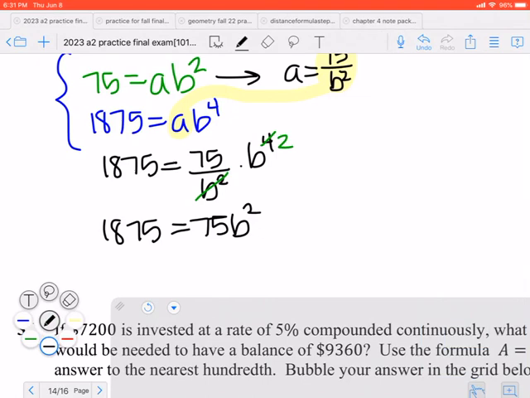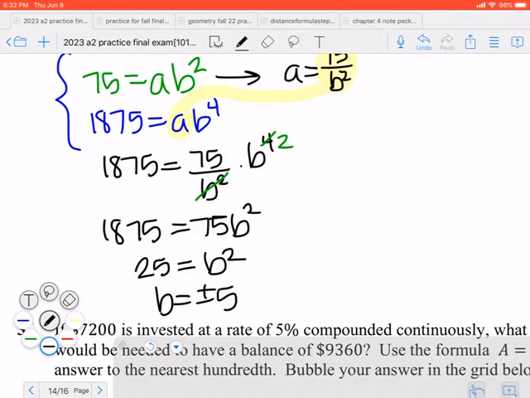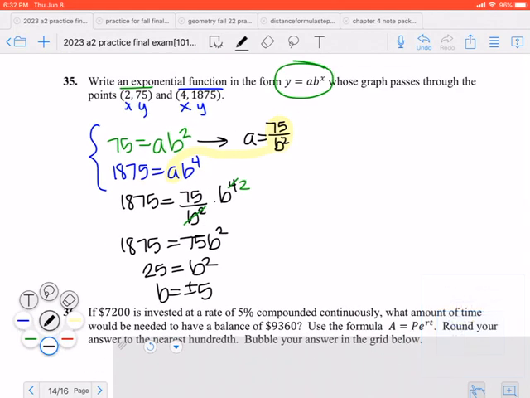1875 divided by 75 is 25. So 25 is equal to b squared. So that would mean b is positive and negative 5. But think of where these points are. Over 2 up 75, way up there. Over 4 up 1875, way up there.